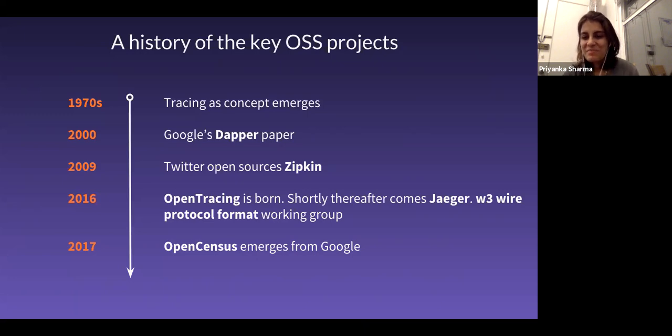One of the writers, Ben Sigelman, I used to work for him, he jokes that they thought it was a crappy paper because none of the academic conferences accepted it. However, in industry, it really took off. Zipkin was built at Twitter based on Dapper, actually. And in 2009, it was open sourced. Zipkin was basically the first open source project out there that allows you to do tracing.